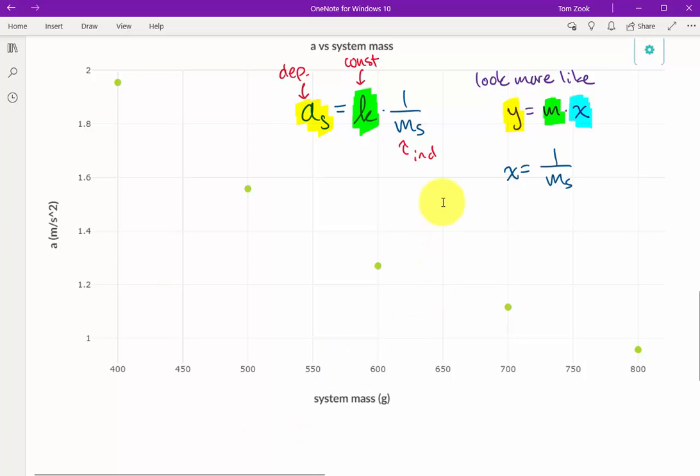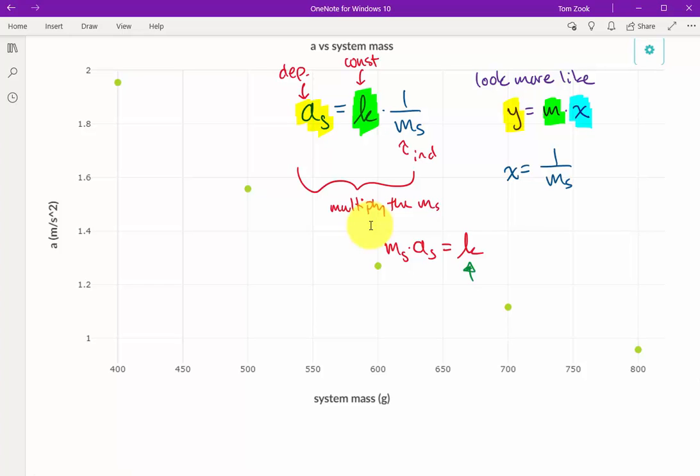As some people mentioned in class, when I said, how do I make this linear? He said, well, gee, Mr. Zook, why don't you just take this relationship and multiply the m to the other side? Well, then it's going to look kind of linear. It's not going to be an inverse. You'll have mass of the system times acceleration of the system equals some constant. Well, now that we're looking at good old Newton's second law of motion, this is looking like the formula to calculate it, which means this k, this constant, is some sort of net force on the system.